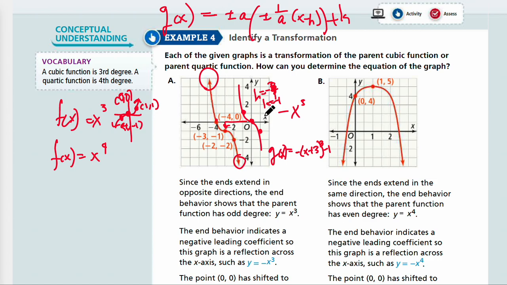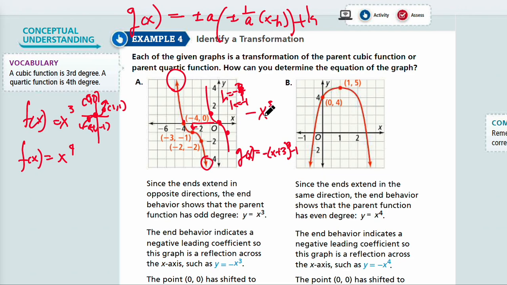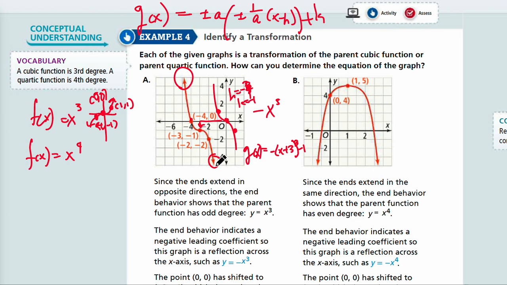Okay. All right, part B. So this one, we know it's a quadratic function because the end behaviors both approach negative infinity, right? But you need to know that the parent quadratic function looks like this, right? Where both end behaviors are approaching positive infinity. So this means this also has a reflection over the x-axis. So then you have a negative sign.